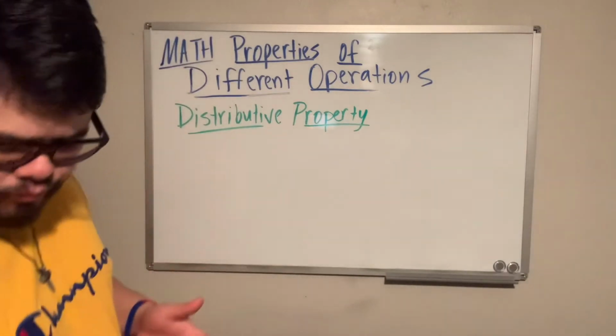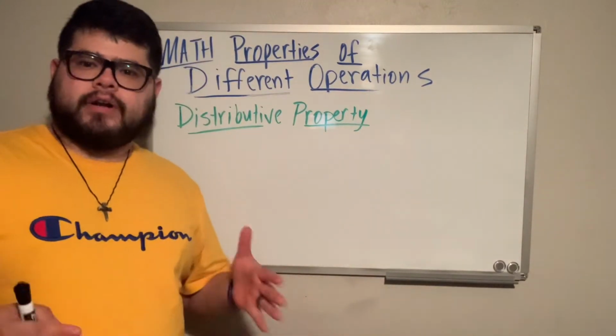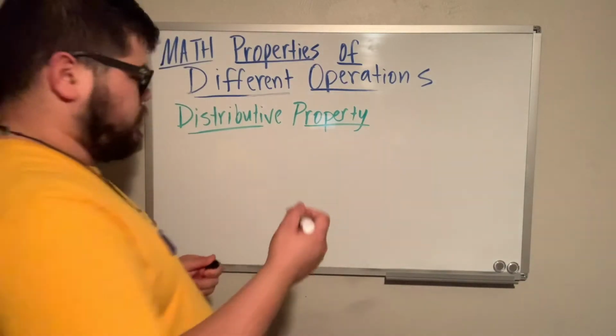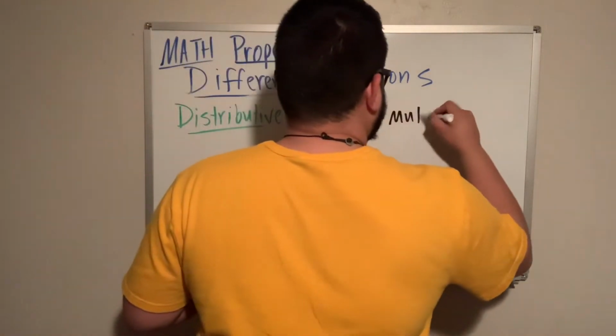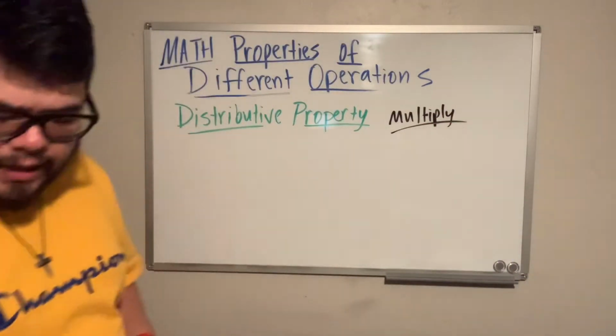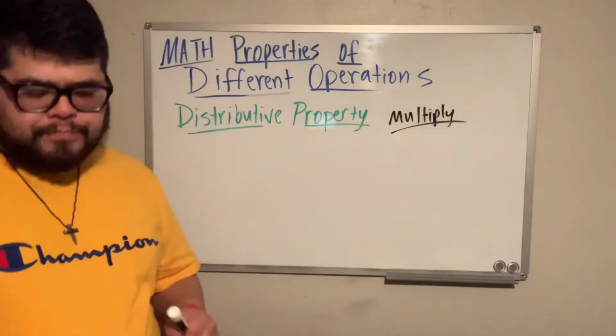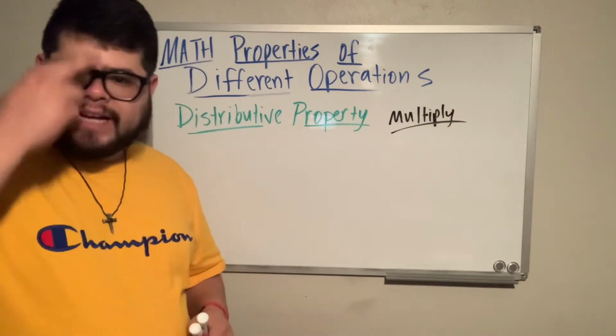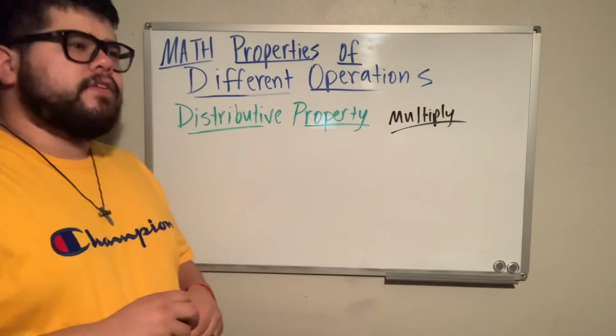So, again, the property we're going to talk about is the distributive property. To talk about the distributive property, you want to understand that it means multiplication. We're going to multiply some things. What are we multiplying? One thing about the distributive property is we have to think of a real world example real quick.